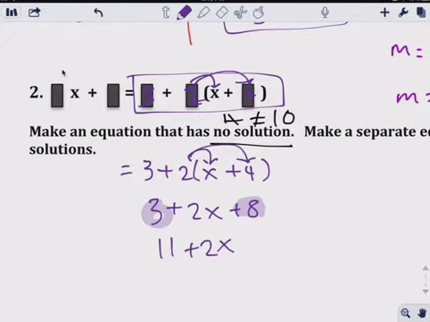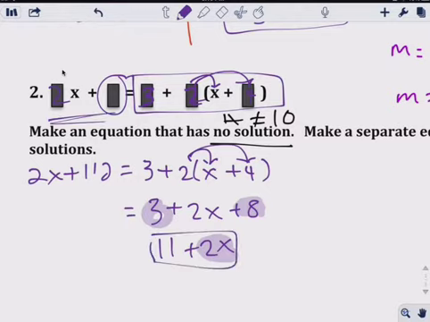Now on this side, I need to make it 11 plus 2x. So in order to be no solution, this has to be the same. So the missing number is 2. So 2x, and it can be any number I want here, plus 112 or whatever. Once you get it to 2 like this other side, you stop. So that gives you 2x plus 112 equals 2x plus 112.